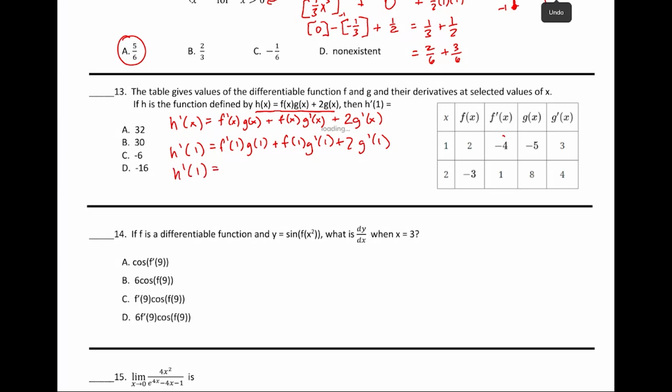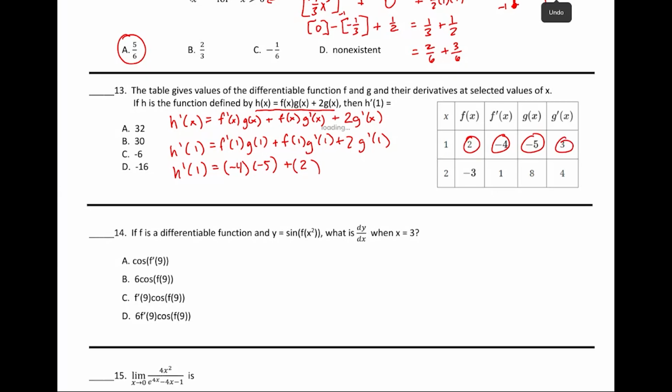F prime of 1 is going to be -4. So -4 times g of 1, which is -5, plus f of 1, which is 2. I don't see that right here. G prime of 1, which is 3, plus 2 times g prime of 1 again, so 2 times 3.